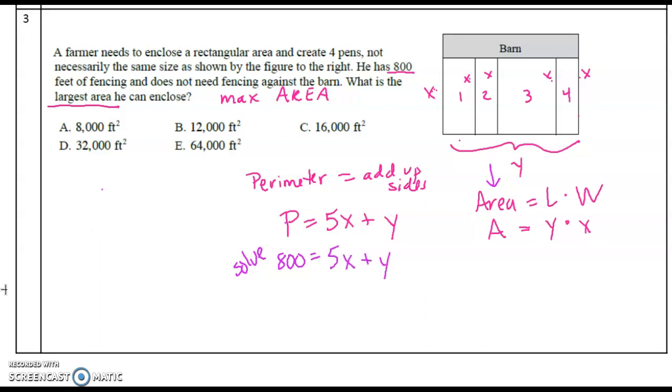And I really can solve for x or y. It doesn't matter. I think it's easier to solve for y in this equation, so that's what I'm going to do. So y equals 800 minus 5x. So then I can substitute that for y. So area equals 800 minus 5x times x. So distribute.